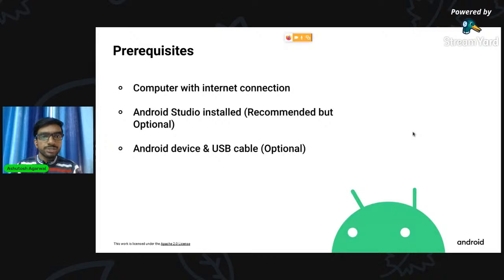What are the prerequisites of this course? You just need a computer with an internet connection. Having Android Studio installed is highly recommended, but it's optional. You can also install it after this course. Having an Android device and a USB cable is optional, but it's important to have that too. We also see how to run and test our application using an emulator, a virtual Android device.